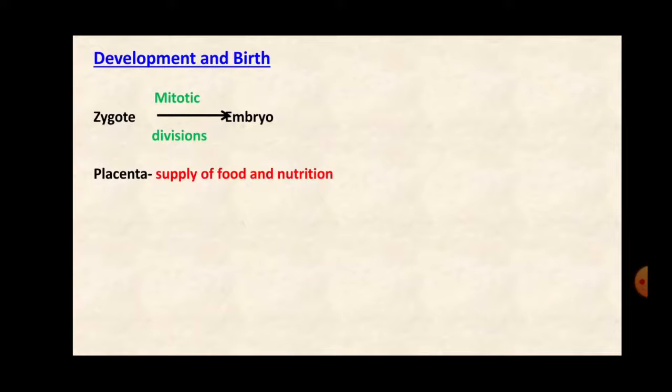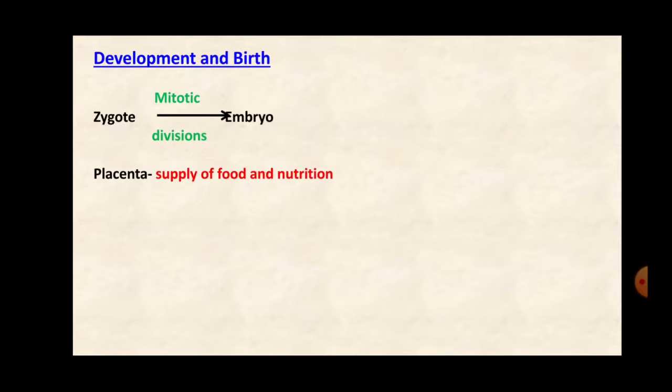Then this embryo is gradually pushed towards the uterus. We have also seen the organ uterus, and once this embryo reaches the uterus, it is implanted and further development then occurs in the uterus. Implanted means it is attached to the uterine wall. Here the baby is being developed.